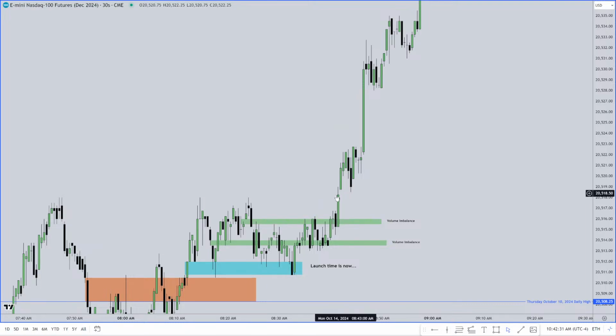Consequent encroachment. That's the midpoint of this separation. These little pockets, these tiny little separations in the volume of the candlestick, you cannot get this information in any other aspect of charting.